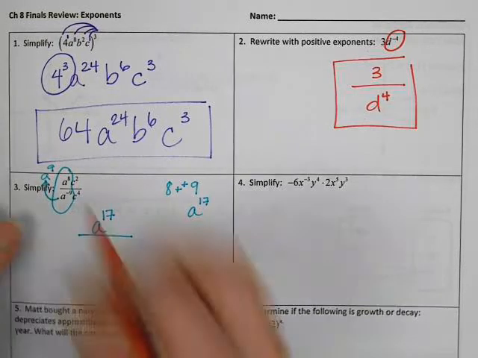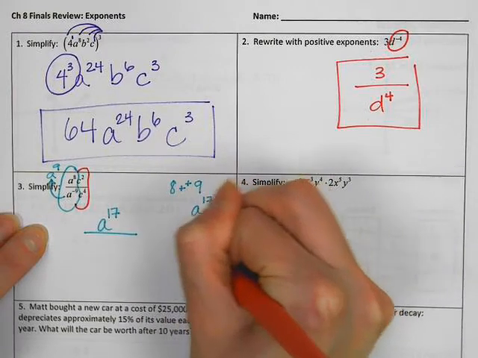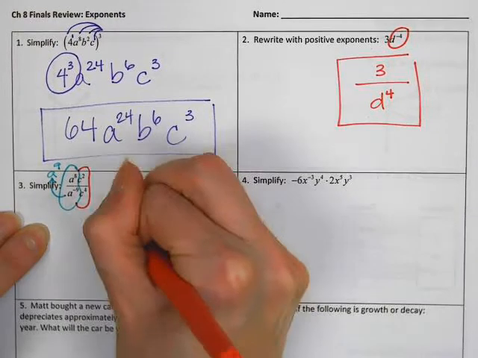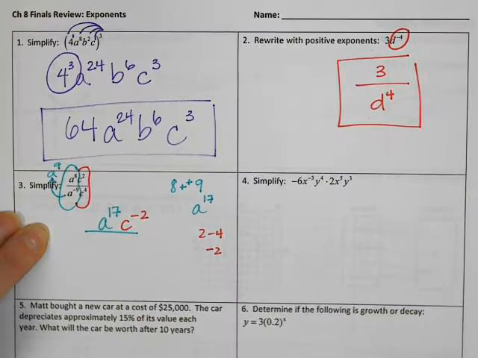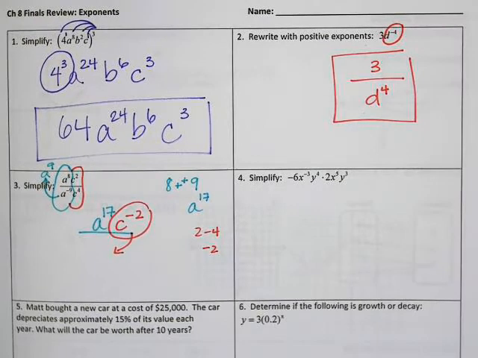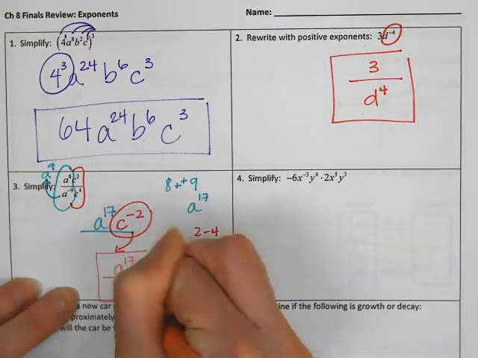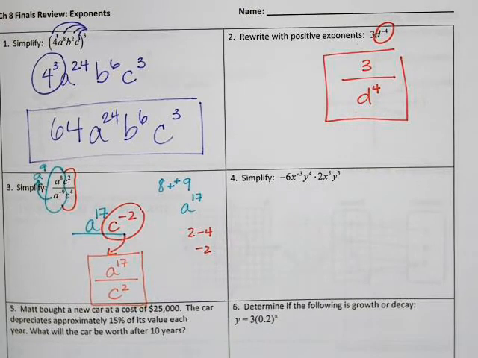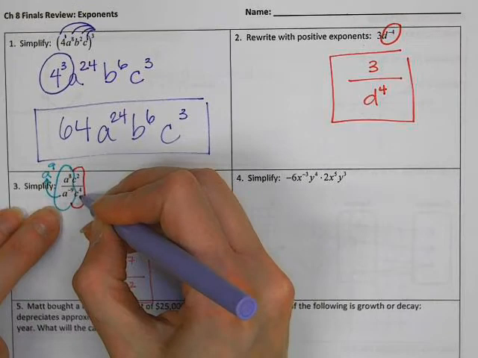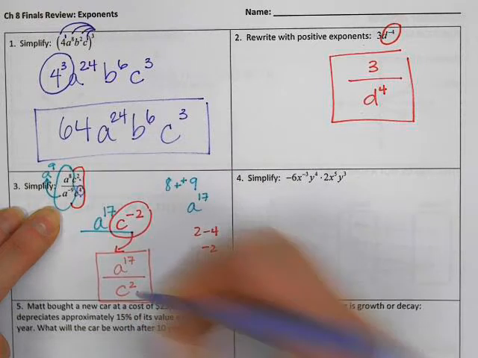Now for the c's, we could subtract. 2 minus 4 is negative 2. Okay? But if your exponent's negative, drop it like it's hot. So at the end of the problem, the c will need to be in the denominator. So final answer, a to the 17th on top, c squared on bottom. Another way you could have done it, 4 minus 2 is 2, and since the bigger number's on the bottom, the c ends up in the bottom.